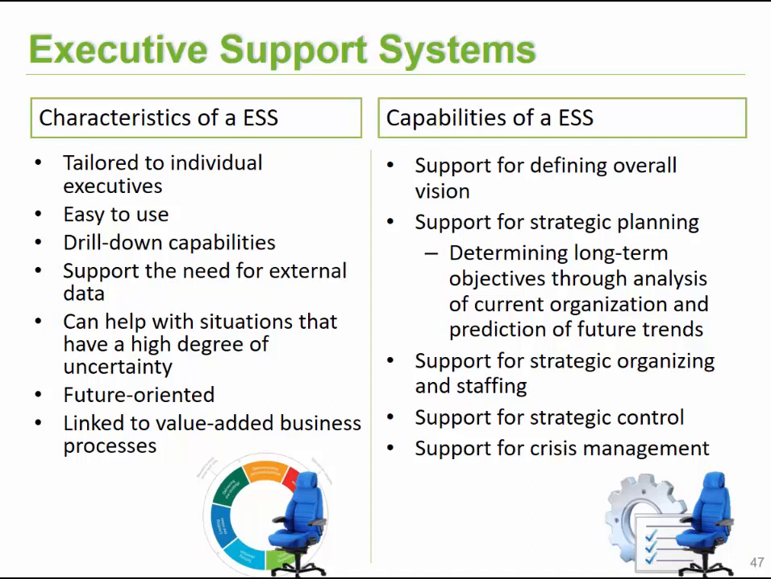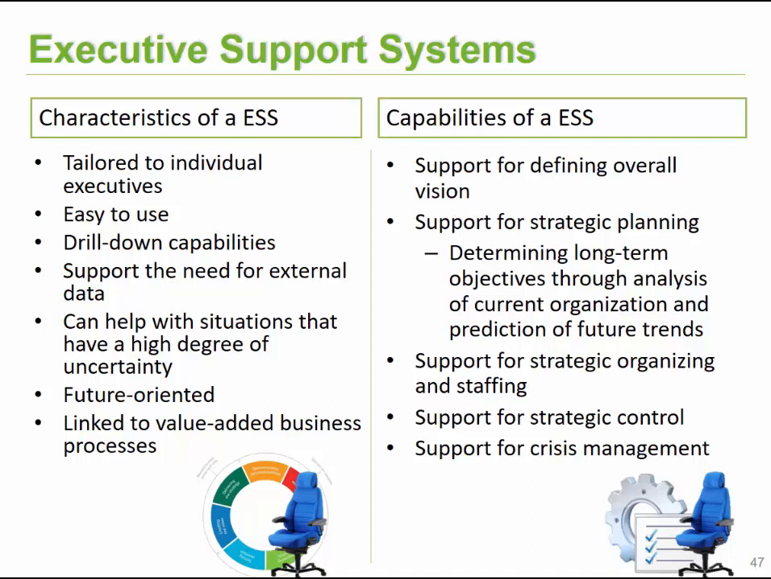If we look at the characteristics of executive support systems, these are tailored to individual executives. They are relatively easy to work with. They provide you with drill down capabilities. They support you with external data. They can assist you with situations where there's a very high degree of uncertainty, mainly if we want to use future predictions or future-oriented decisions. And we also find that these systems are linked to various value-added processes within our organization.